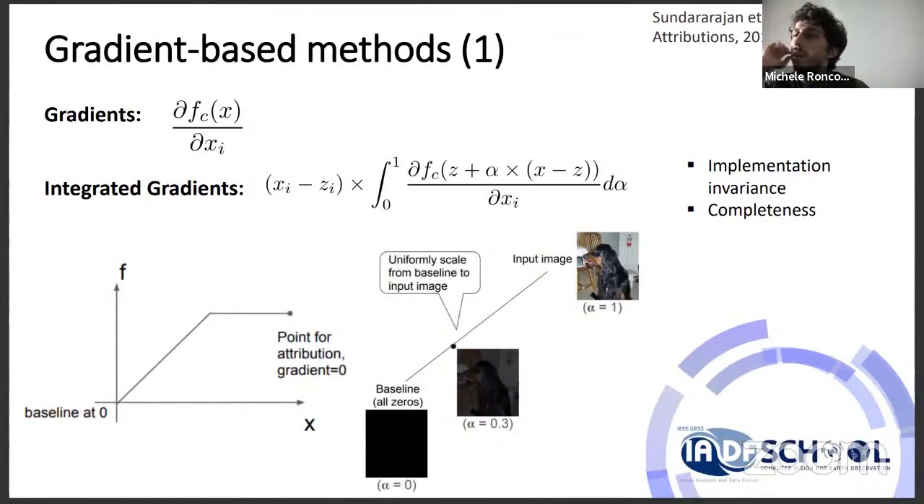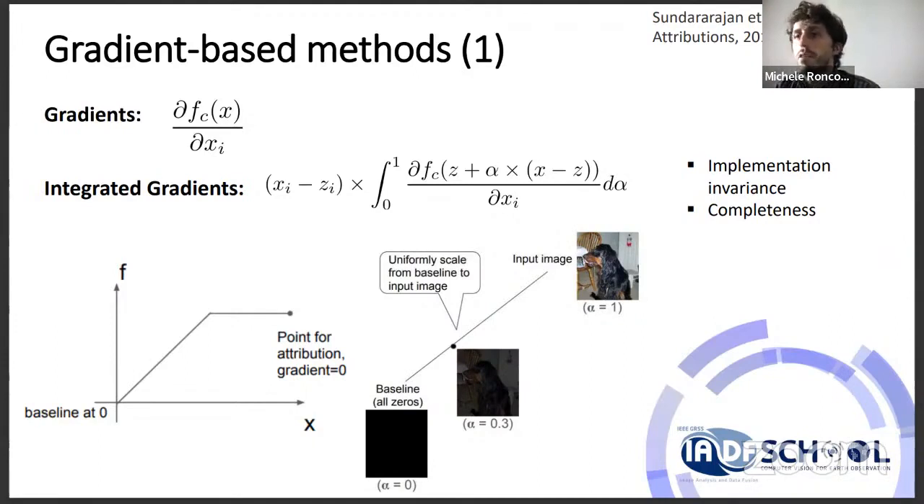Let's discuss now what are sometimes called gradient-based methods, which are a class in the sense that there are different ways that the gradients, the derivatives of the model with respect to the inputs, have been used to produce explanations, or to produce what are sometimes called saliency maps or scores for the input features.